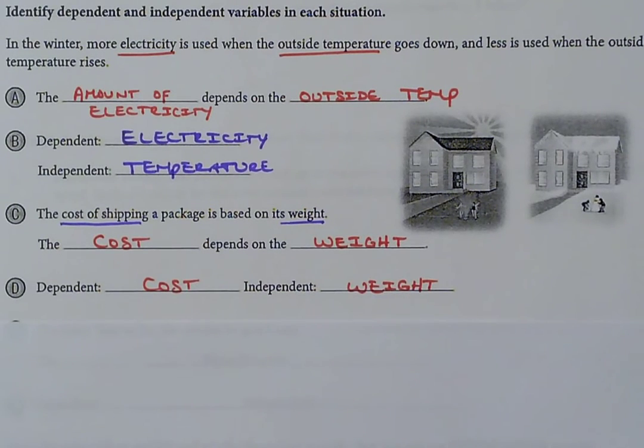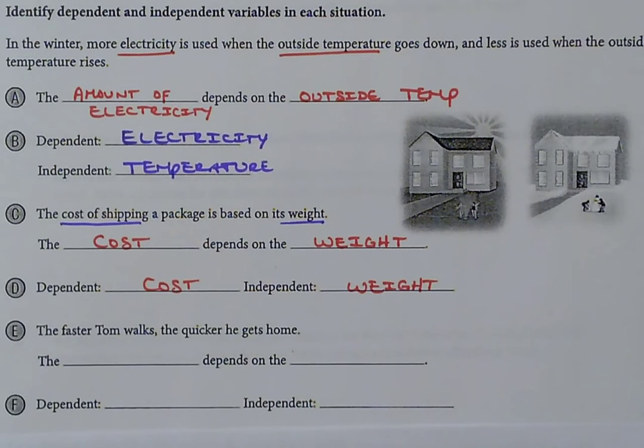Something to keep in mind: any time we talk about an amount or a total or a cost, that generally indicates a dependent variable. Anytime we talk about something total, whether it's total cost or total amount, that is going to be a dependent.